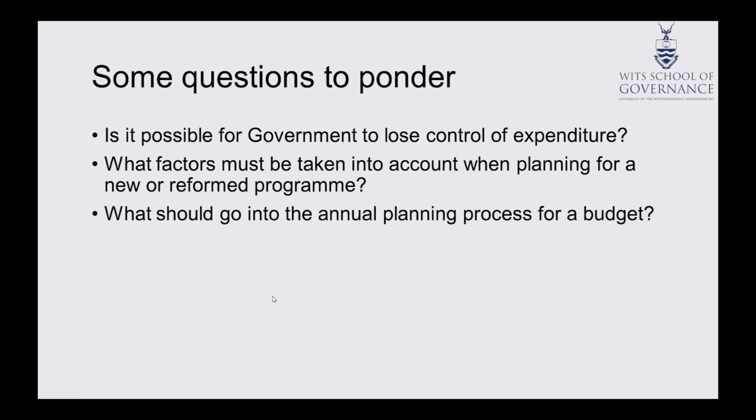So some questions to ponder. Is it possible for government to lose control of expenditure? It will be useful to think where that would occur. Why would that occur? Is it a supply feature? Is it a demand feature? What factors must be taken into account when planning for a new or reformed program? And what should go into the annual planning process for a budget?